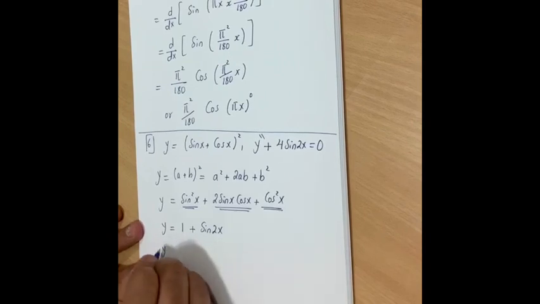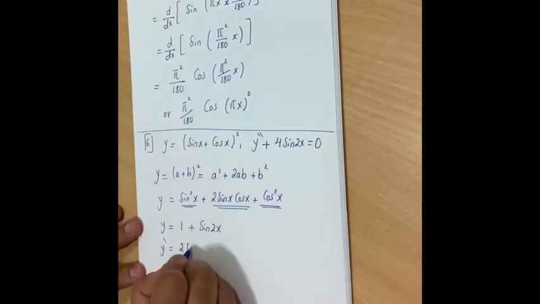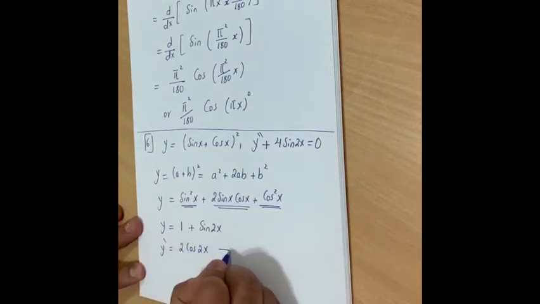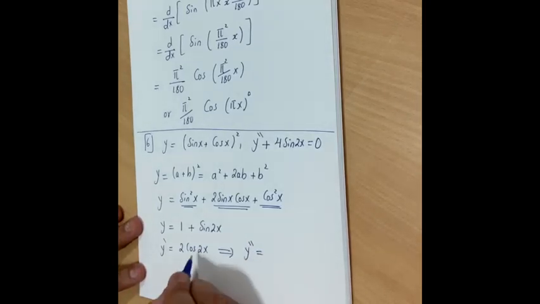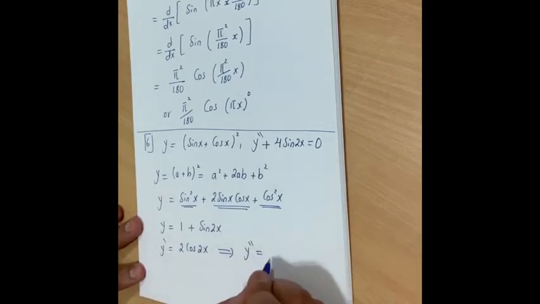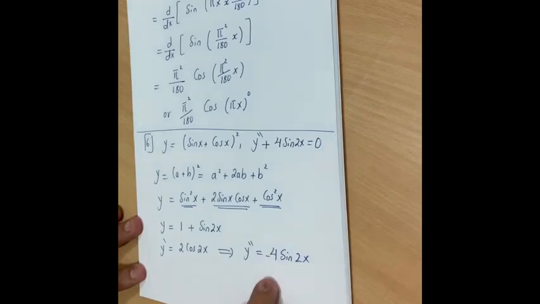Now let's differentiate. The derivative of the 1 is cancelled because it's 0. The derivative of sine 2x is 2 cosine 2x. Then the second derivative, differentiating one more time. The derivative of the 2x is 2 multiplied by the 2 outside, which is 4. And the derivative of the cosine is negative sine of 2x. This is the second derivative.